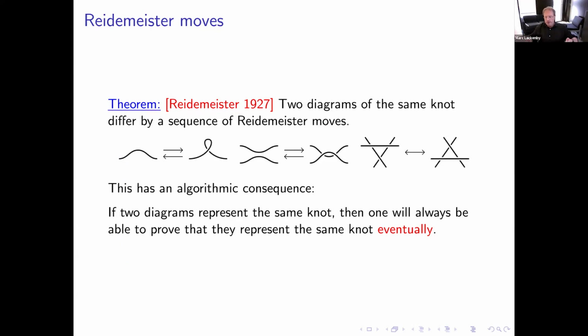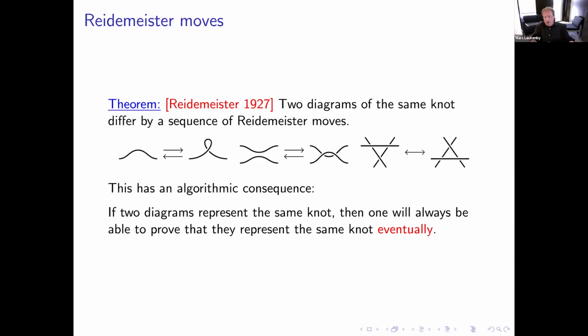So suppose I have two diagrams of the same knot. Well, I know by Reidemeister's theorem that they differ by a sequence of Reidemeister moves. So I can take my first diagram. There are only finitely many Reidemeister moves that can be applied to that. So I get a collection of diagrams. To each of those, I apply all possible Reidemeister moves, and so on and so on. And you get this increasing collection of diagrams. And eventually, you'll hit the second diagram. And then you'll have proved that your two knots are the same.